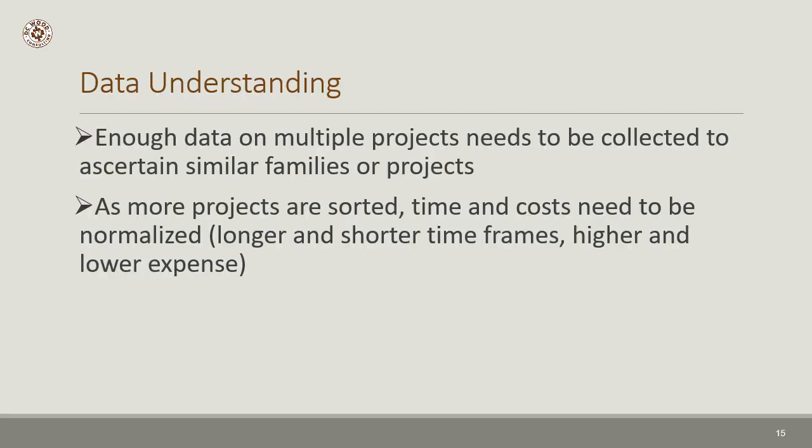You need to collect enough data on enough multiple projects so that you can ascertain what families these projects fall into. So in this case, this is a systematic approach to cost of quality, which you're going to apply across all of your projects. As more projects are sorted out, time and costs need to be normalized, as I said before, longer and shorter time frames, higher and lower expense. Then you can begin to do curve fitting and determine what standard curves would look like for these various types of projects.